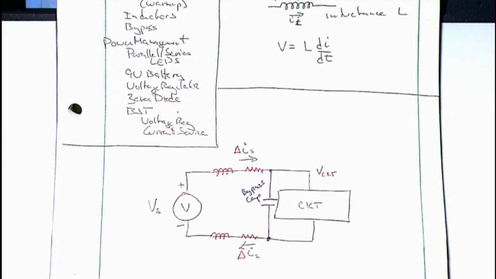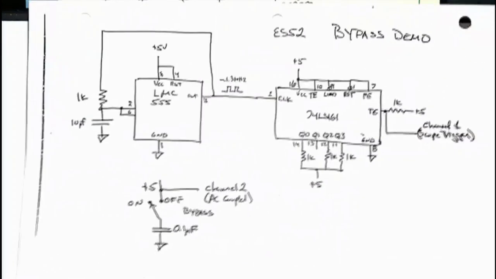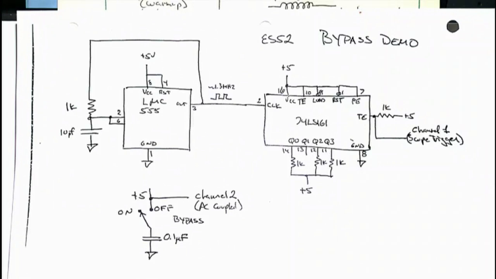And I'm going to show you that. Let's go over here. So let's look at the test circuit. I built a circuit to show you the value of bypassing. There's a 555 that's just generating an on-off signal at about a megahertz. It's going into a digital circuit that's just counting in binary 0, 1, 2, 3, 4, 5.